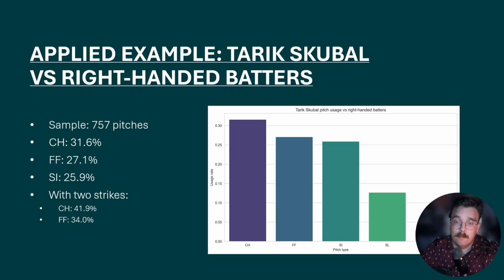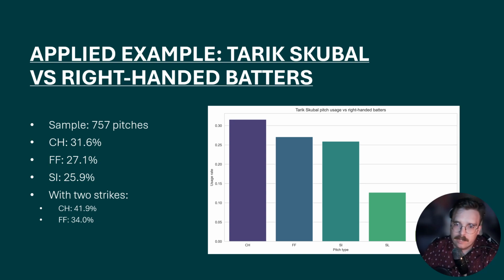To show the framework could be applied in a practical baseball context, I built a focused scouting example around Tarek Skubal against right-handed batters. This step mattered because it demonstrated that the project could move from general swing modeling into actual baseball scouting. Instead of stopping at league-wide or full sample behavior, I wanted to show that the same workflow could be used to understand how a specific pitcher attacks a particular side of the plate.